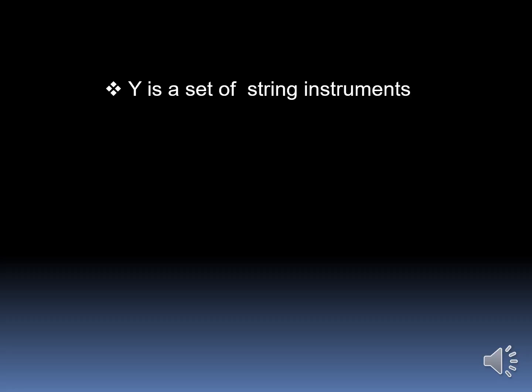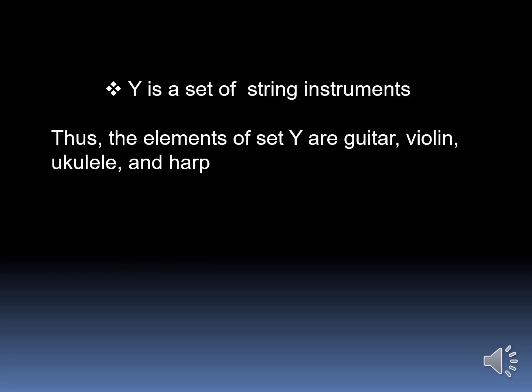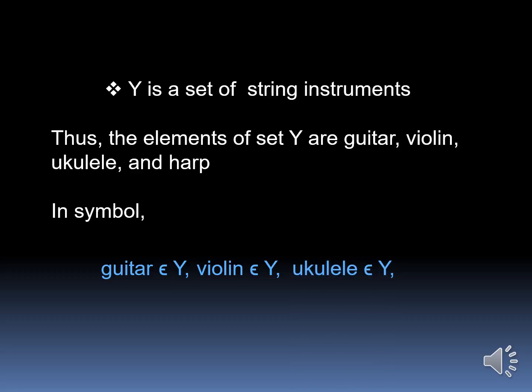Another example, we have Y is a set of string instruments. Thus, the elements of set Y are guitar, violin, ukulele, and harp. So in symbol, we say guitar is an element of Y, violin is an element of Y, ukulele is an element of Y, and harp is an element of Y.